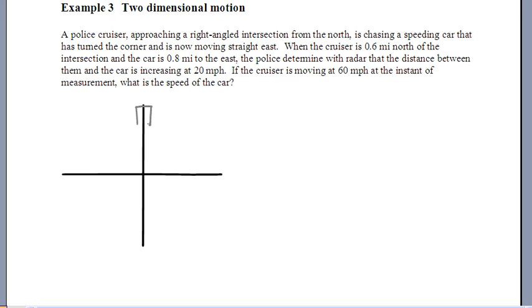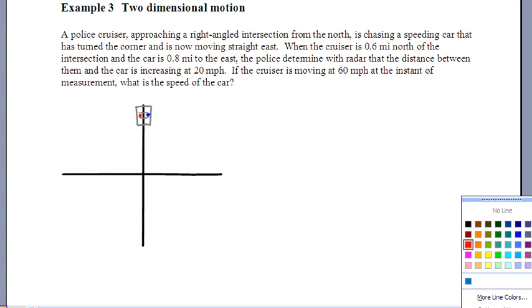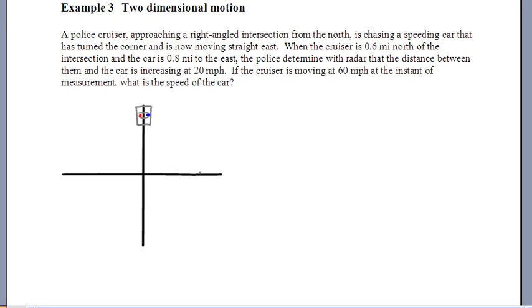Here's the police car. It's coming in from the north. All right, we'll put some little lights on here. Okay, so they're traveling code 3 with their lights on. And then the speeding car has already turned the corner and is heading east, so they're out here going this way.